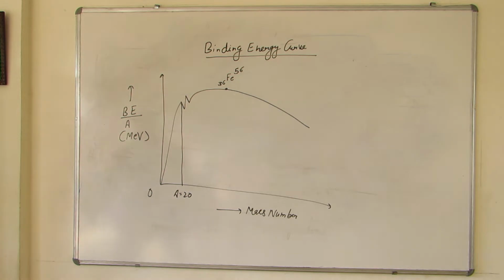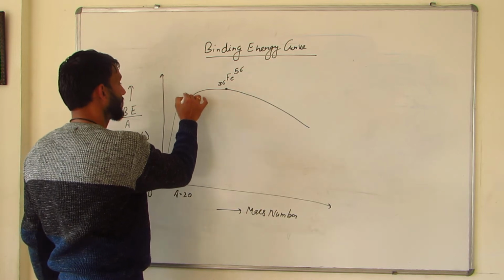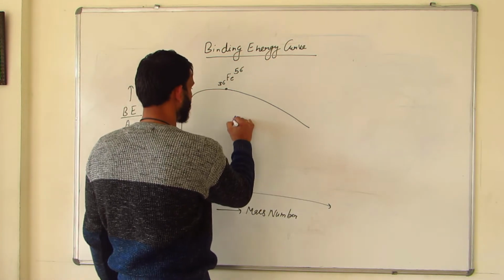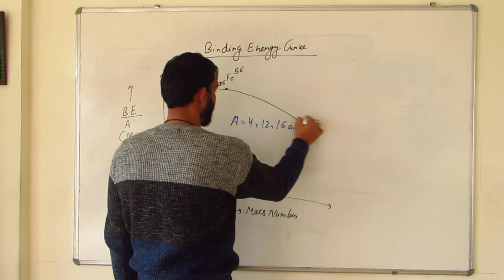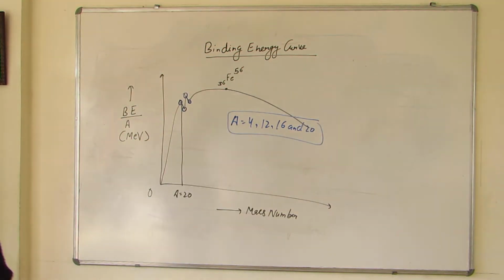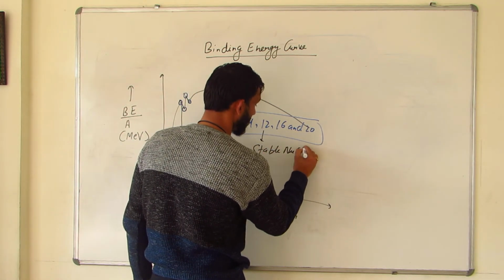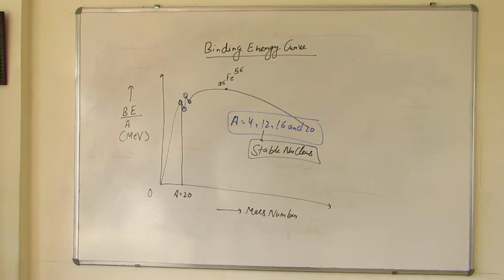Second, as you can see, there are certain peaks. These peaks correspond to certain mass numbers, A equals 4, 12, 16 and 20. This is the second observation, that there are certain peaks which correspond to A equals 4, 12, 16 and 20, and these have more stable nuclei.